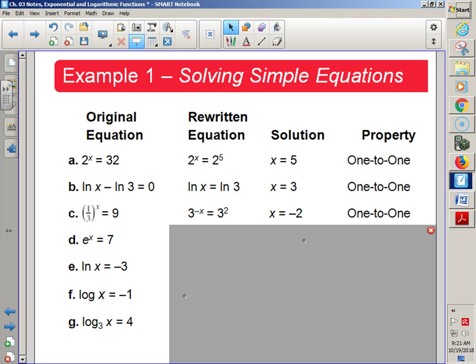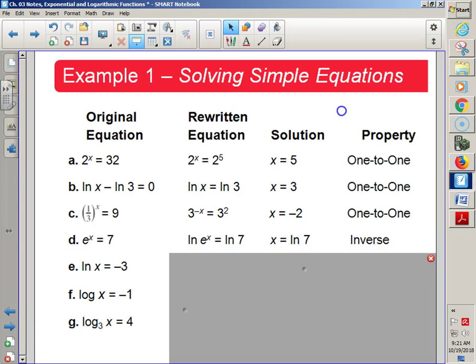It undoes. That's what I would say. It undoes. Does that make sense? What kinds of functions undo? Inverse. So we used inverse property. So we can't always rewrite them to be the same.